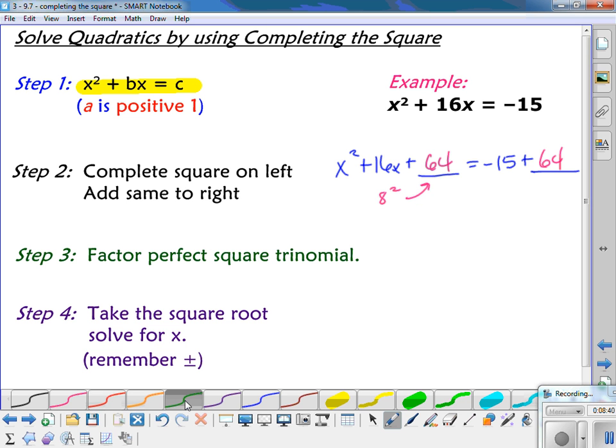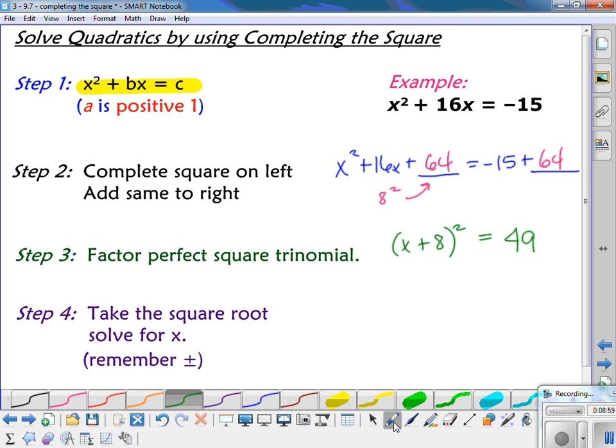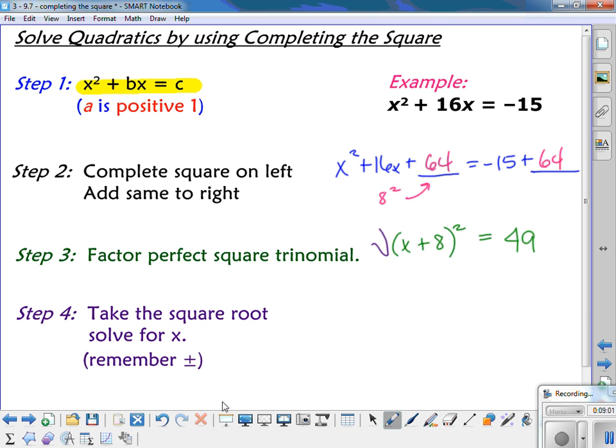Then I'm going to factor it. So this becomes x plus 8 squared, and then 64 minus 15 comes out to 49. Then I take the square root of both sides, and so I get x plus 8 is equal to plus or minus 7.